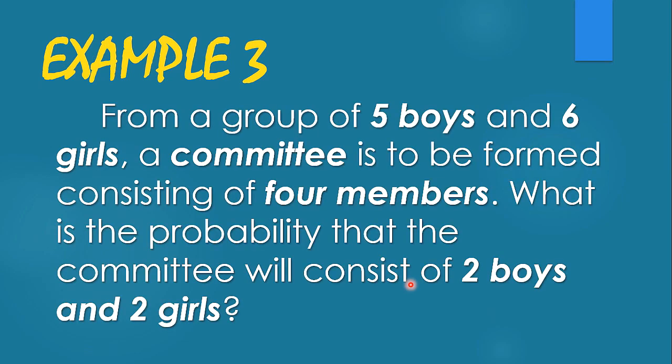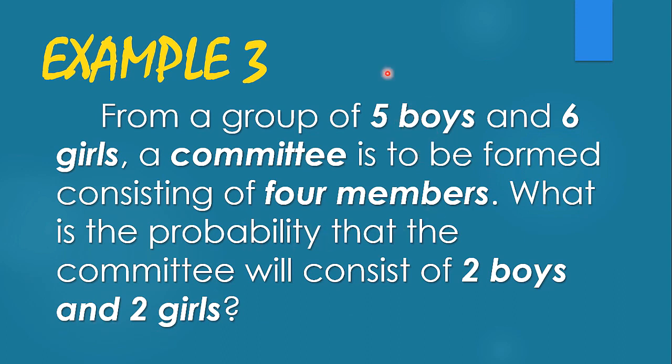Example number 3. From a group of 5 boys and 6 girls, a committee is to be formed consisting of 4 members. What is the probability that the committee will consist of 2 boys and 2 girls? So again, this one is an example of combination, a problem about combination. So we have to form a committee with 2 boys and 2 girls, and then we'll get the probability of that.